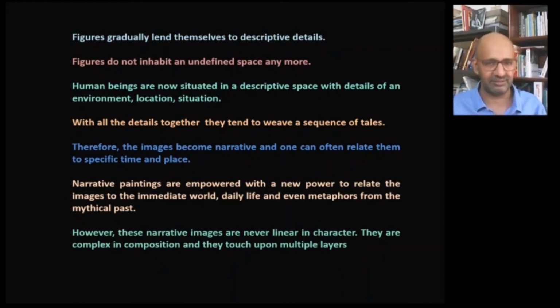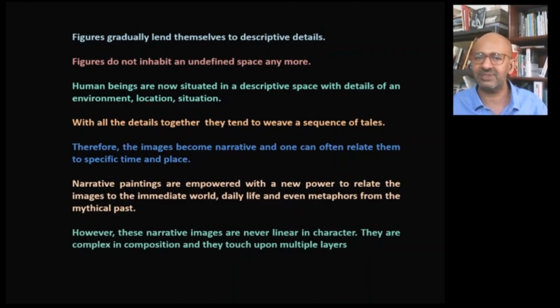Sometimes they would play with the now, that is the present time, with a few motifs from the past, the mythical past, and create multiple layers of narration. So that is what the last statement tries to say: these narrative images are never linear in character. They are complex in composition and they touch upon multiple layers, therefore multiple narratives. So if we are looking for a single story in these narrative paintings, probably we will be disappointed.